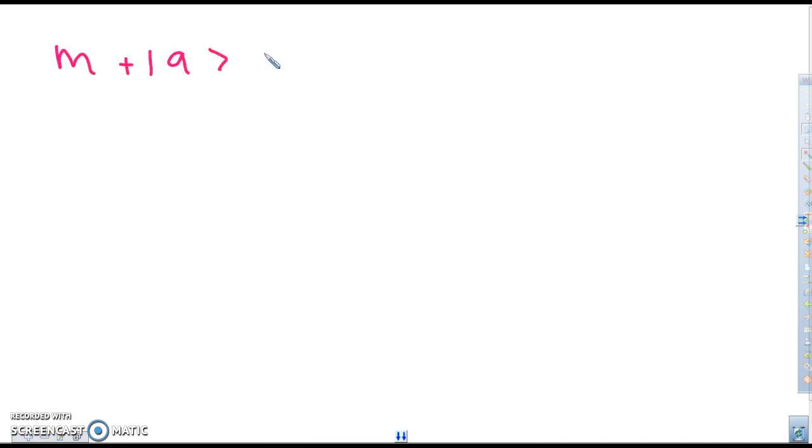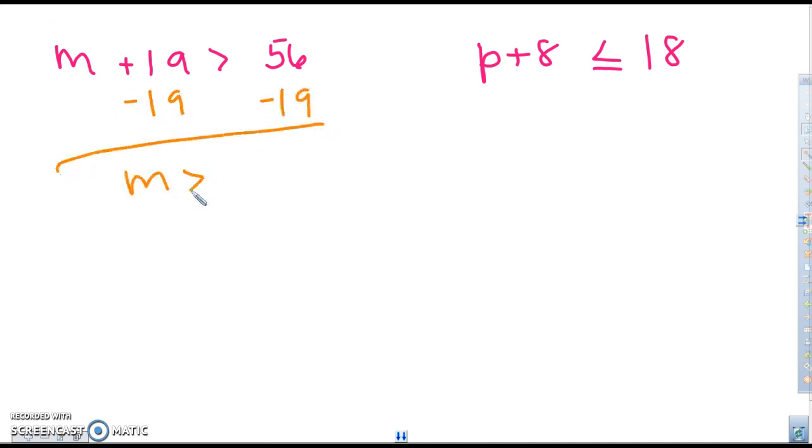Our first example is m plus 19 greater than 56. And our second will be p plus 8 less than or equal to 18. So go ahead and try those out. Here I subtract 19 off both sides. M is greater than 37. Here I subtract 8 off both sides. P is less than or equal to 10. Okay?